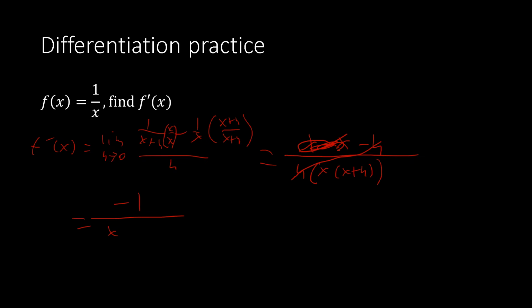I'm going to multiply this out, x squared plus xh. Now we plug in h equals 0, this disappears, and our answer is -1 over x squared. Great. Alright, let's move on to the next problem.